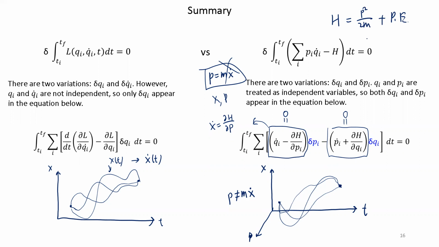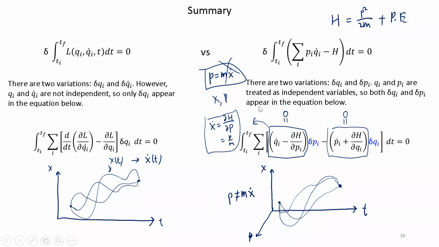And partial H over partial p would be p divided by m. So then from here, you finally realize that p is equal to m x dot. So that's how it is different.